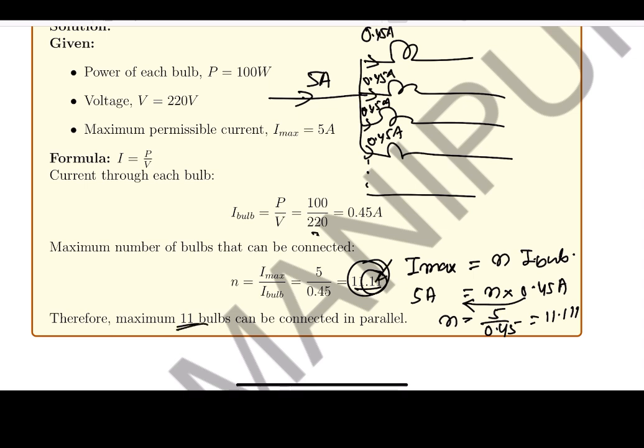Why, sir, 0.11? You cannot have 0.11 of a bulb, right? You can have one bulb, two bulbs, three bulbs like that, right? You cannot say, sir, I want to buy half a bulb. No, you cannot do that.